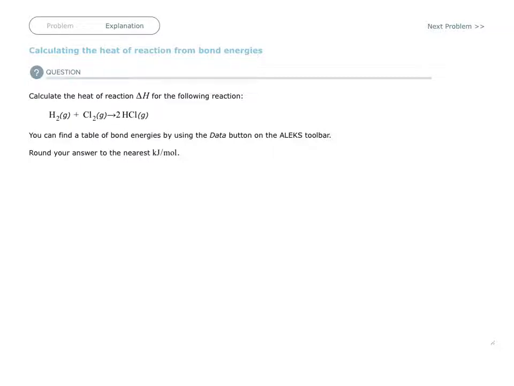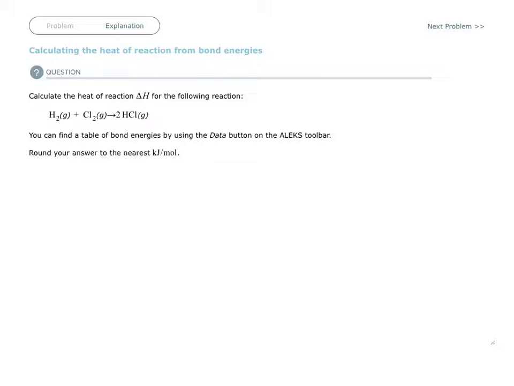Bond energy is the amount of energy that is released when a bond is made, and it's the amount of energy you have to put into a bond in order to break that bond. If you were to have a table, and Aleks has tables of all of this in the data, under the data tab, you would look up the tables of all the enthalpies.